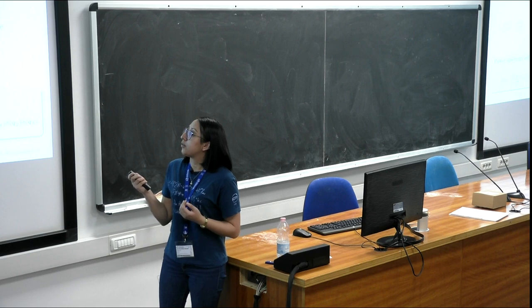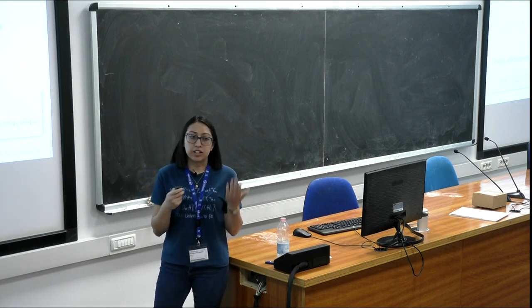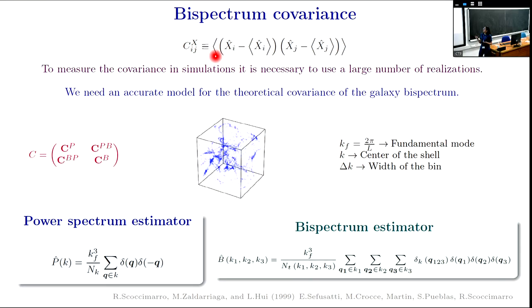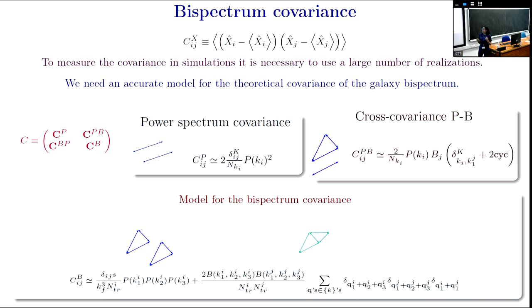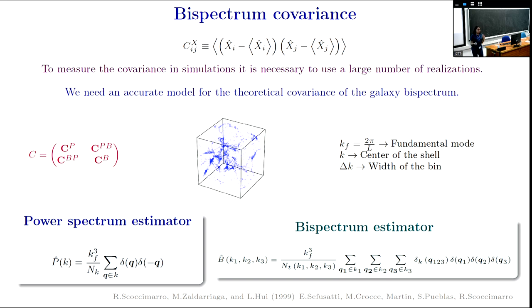For correlation functions such as the power spectrum and the bispectrum that depend on the scales, the covariance is given in terms of estimators of these observables. In the case of the power spectrum, the covariance is estimated by using a large set of mocks. Many realizations are needed, but for the bispectrum thousands of realizations are needed, so it is computationally expensive. So we need an accurate description of the theoretical covariance. For that, we need the joint power spectrum and bispectrum covariance, so we need to compute this matrix.